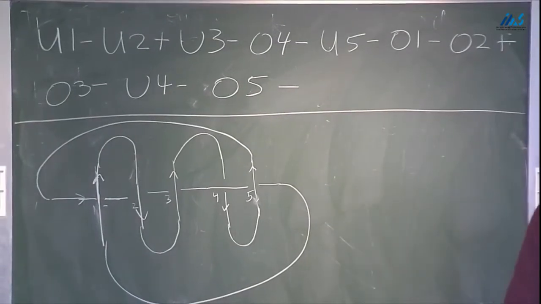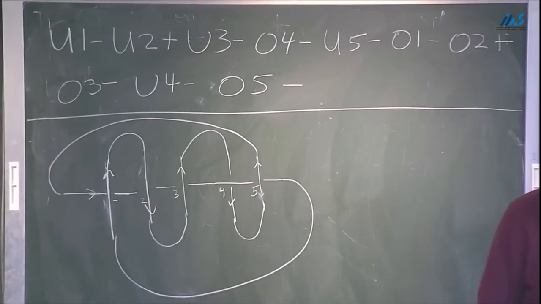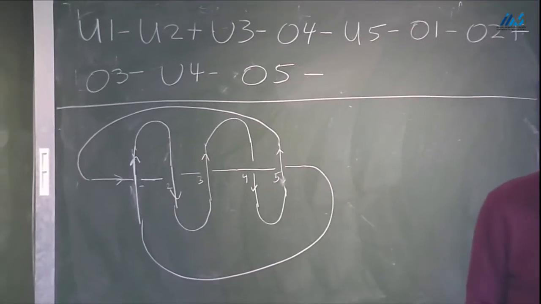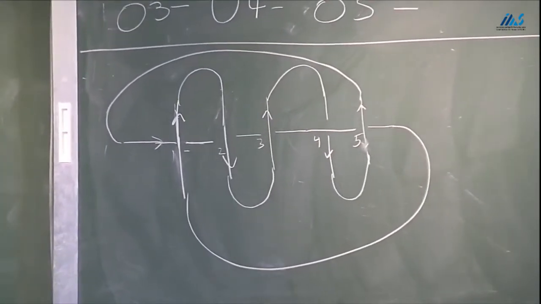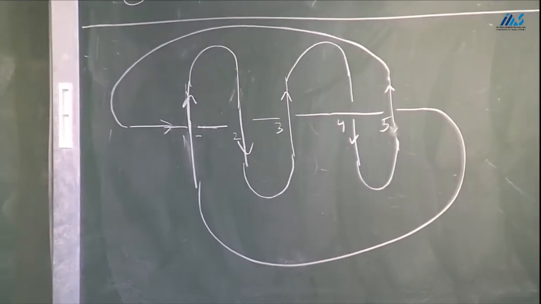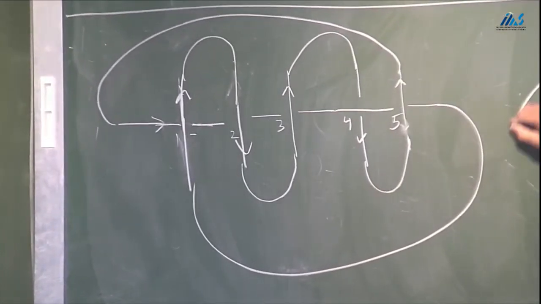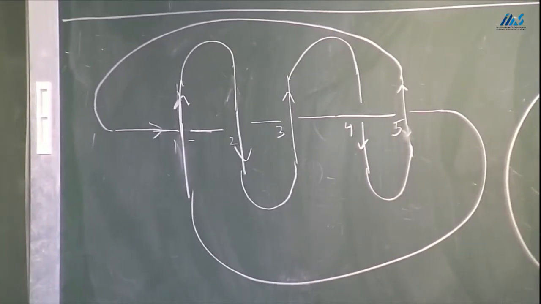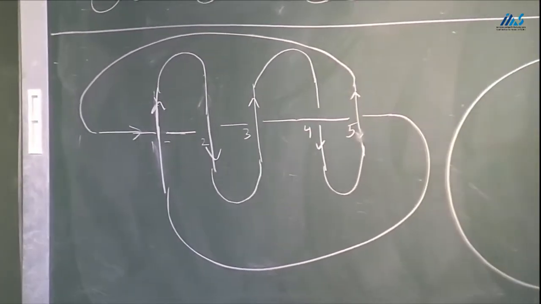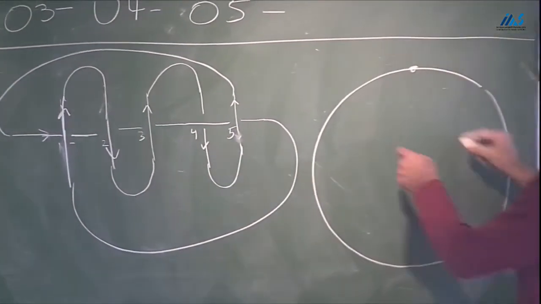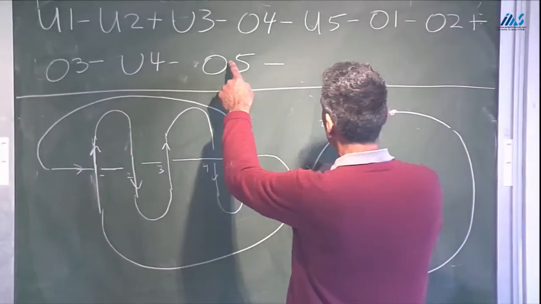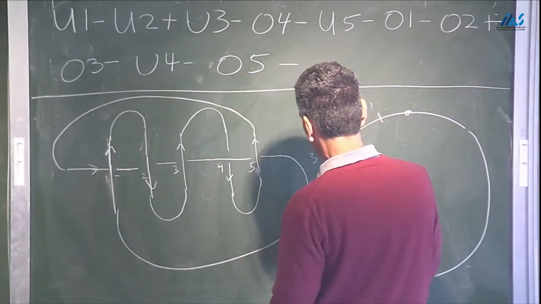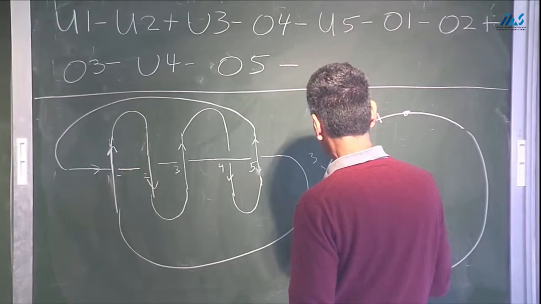So it turns out that every diagram can be described this way. And there's a nice way of organizing this information, which is we can draw a circle, and we'll put the base point at the top. So we'll label these points 1, 2, 3, 4, 5.